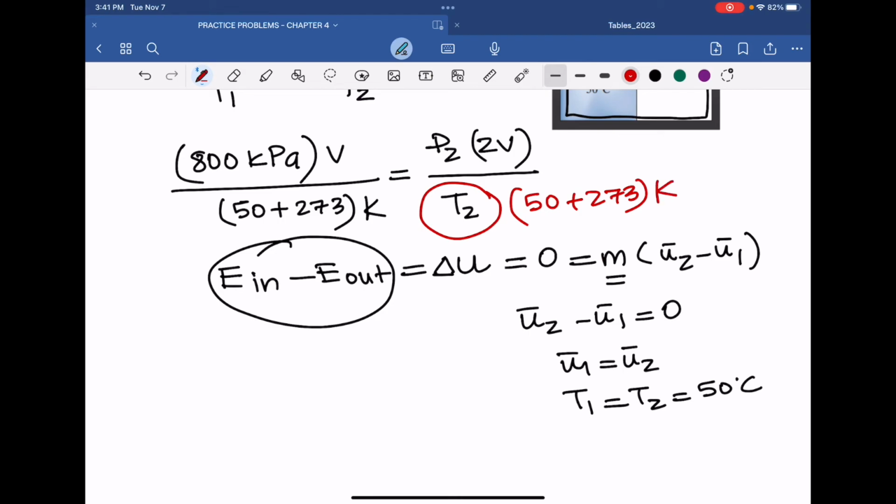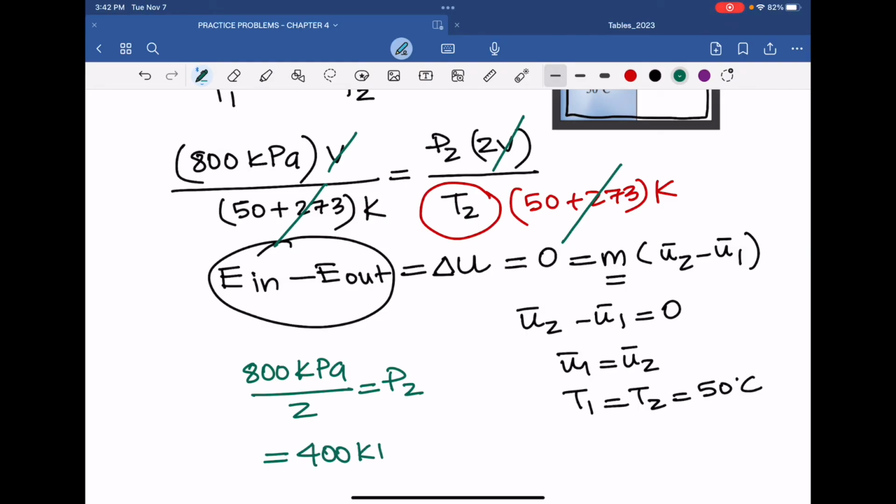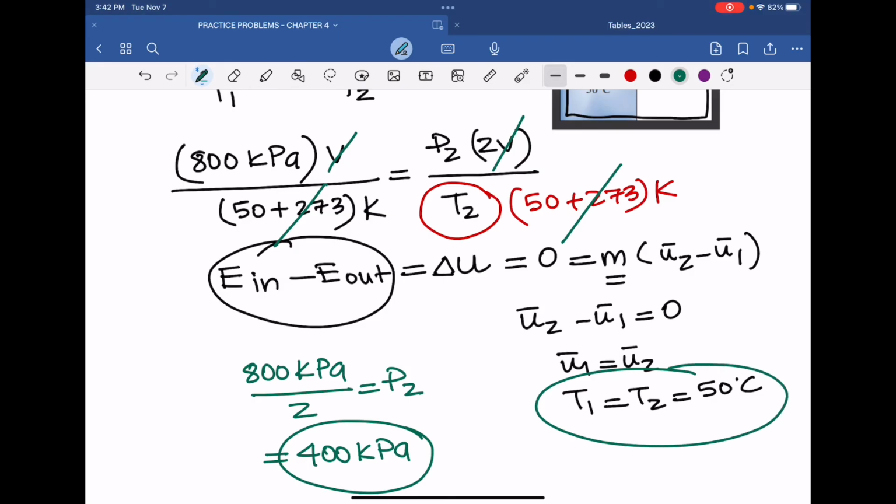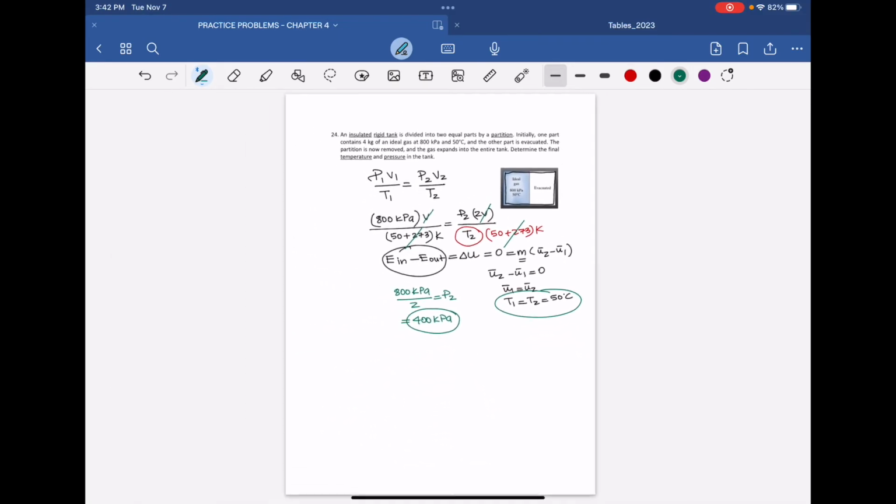With that being said, we cancel out the temperatures and the volumes, and that means you have 800 kilopascal over 2, which should give you the second state pressure, which is 400 kilopascal. So the temperature is the same and the pressure is 400 kilopascal.